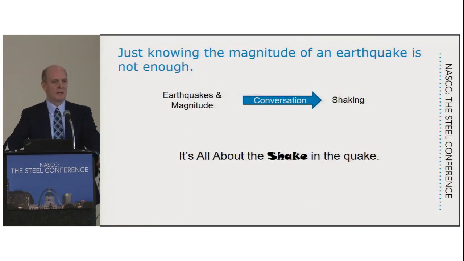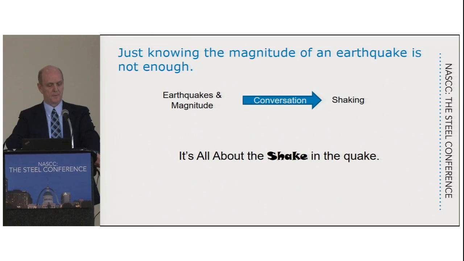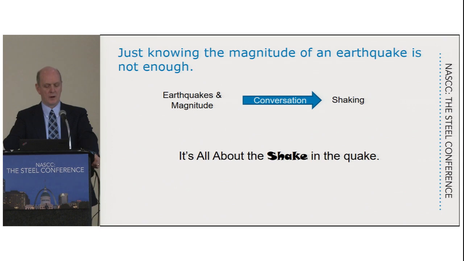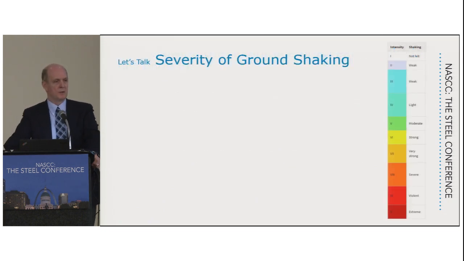So the point I'd like to be making this morning is that it's not just enough to know the magnitude of an earthquake. It's all about the shake and the quake. We need to have our conversation move from earthquakes and magnitudes to shaking levels that occurred in those earthquakes. So how do we measure or quantify shaking levels? The USGS has an intensity scale, and for my discussions today, I'd like to use that intensity scale as a proxy for our shaking levels.